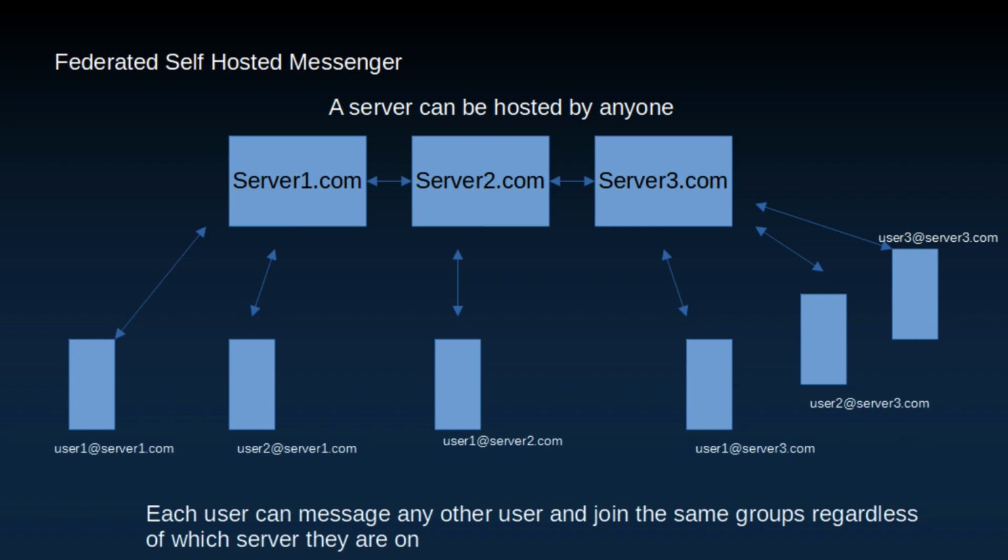For example, I could set up messenger1.com with a Matrix server and then register the account member at messenger1.com. Then somebody could set up the server messenger2.com with the account on it, member at messenger2.com. And despite these servers being hosted by different people with different accounts on different servers, the two accounts could message each other and join the same groups with very minimal setbacks and restrictions.